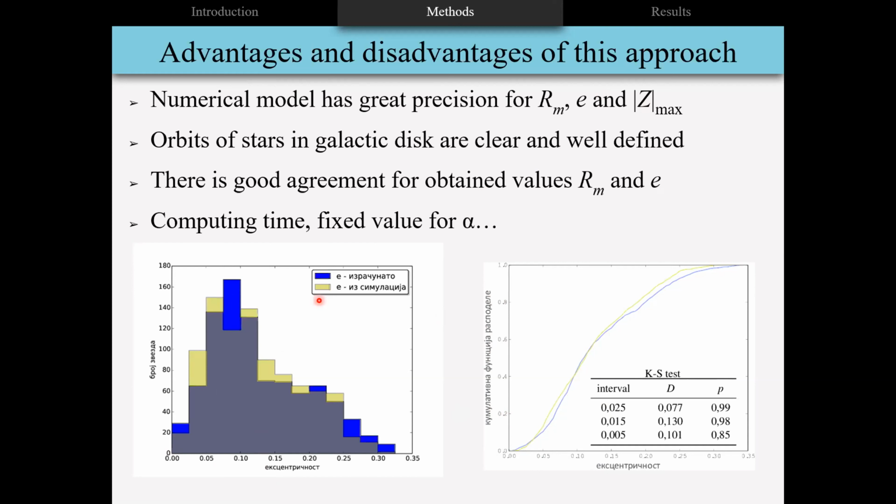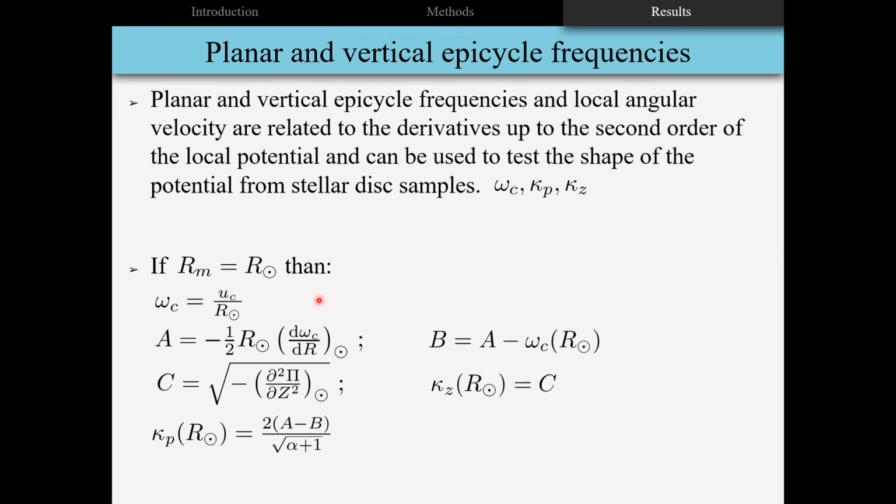In the comparison, they show good agreement. So the next step was to choose a few more values that need to be tested and calculated. This is planar and vertical epicycle frequencies and local angular velocity. They are all related to derivatives of the second order of the local potential, and can be used to test the shape of the potential from stellar disk samples.